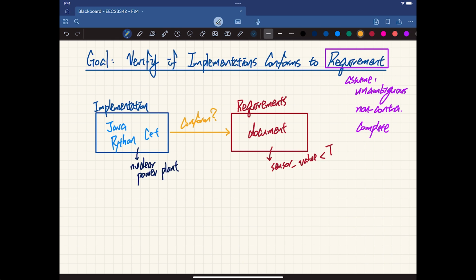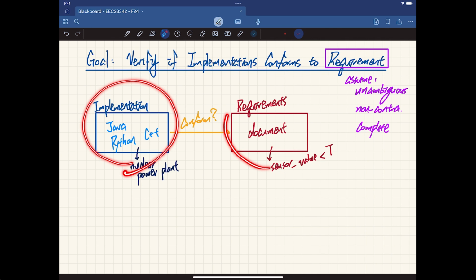That's a question mark. Now, how do we solve this problem in general? The challenge is we have this implementation over here being expressed in some programming language versus these requirements over here being expressed in some informal natural language like English. They are said to be in different semantic domains. So we cannot really try to compare them directly. You cannot really compare two things that are not really in the same domain.